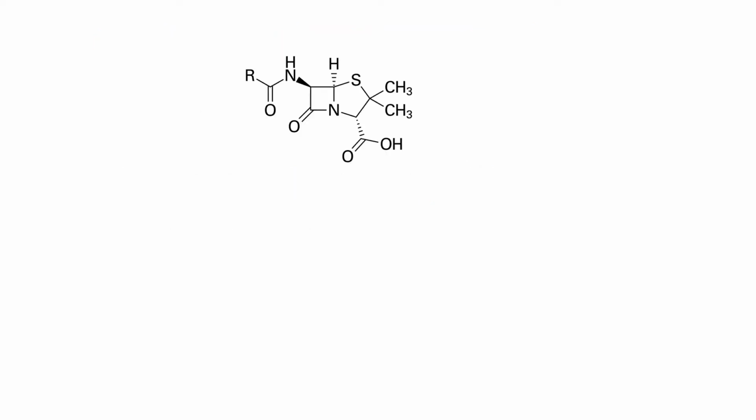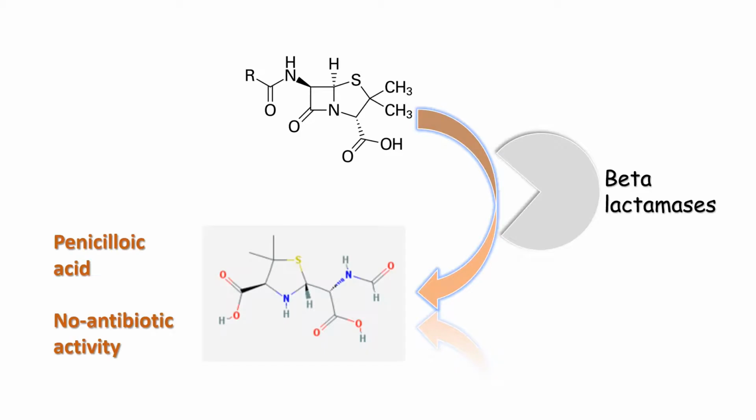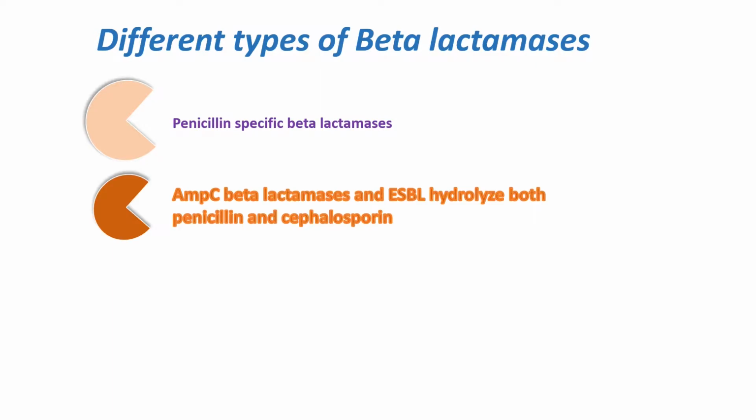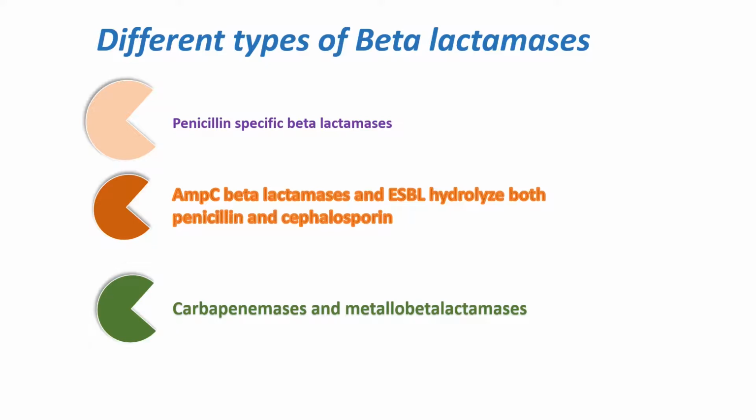This enzyme breaks down the backbone of an antibiotic, that is the beta-lactam ring, producing penicilloic acid, which lacks antibacterial activity. Various types of beta-lactamase enzymes are present and they have specific action. For example, some beta-lactamases hydrolyze only penicillin, but they do not have any effect on cephalosporin. AmpC beta-lactamase produced by Pseudomonas and Enterobacter and extended spectrum beta-lactamases hydrolyze both penicillin as well as cephalosporin, whereas carbapenems are resistant to hydrolysis by both penicillinases and cephalosporinases but are hydrolyzed by metallo-beta-lactamases and carbapenemases.